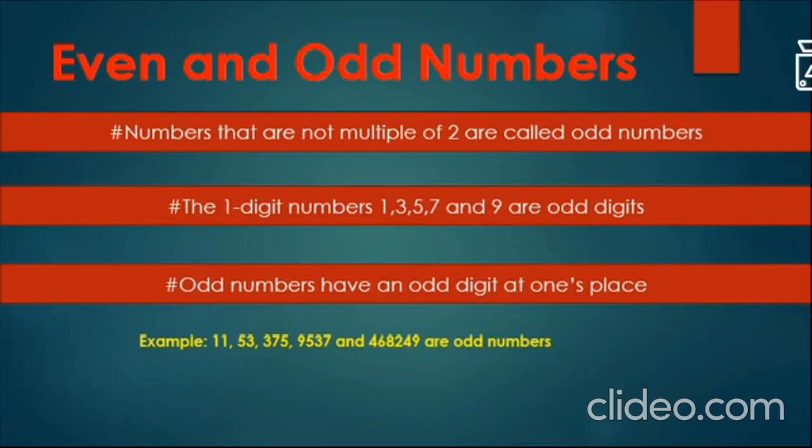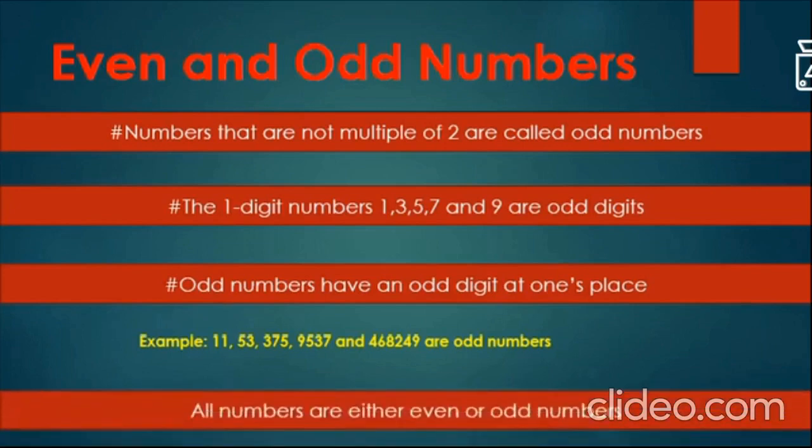These numbers are not divisible by 2 or these numbers are not multiples of 2. So odd numbers are the numbers having 1, 3, 5, 7 and 9 in their ones place. These are not divisible by 2. These are not multiples of 2. All numbers are either even or odd numbers.